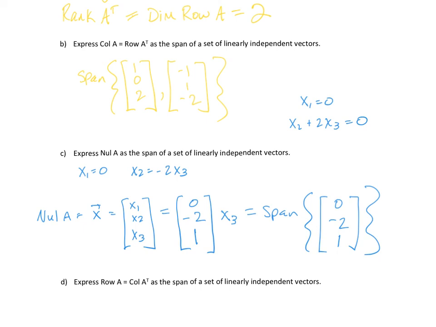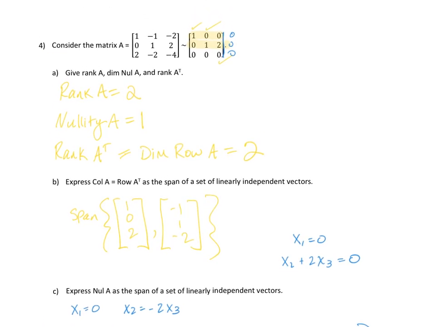Okay, finally, I want to express row A as the span of a linearly independent set of vectors. Those are the non-zero rows of the row-reduced matrix, 1, 0, 0, and 0, 1, 2.